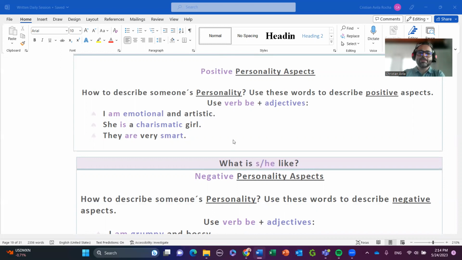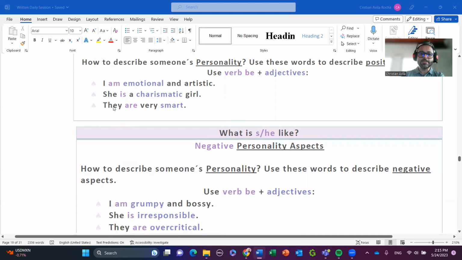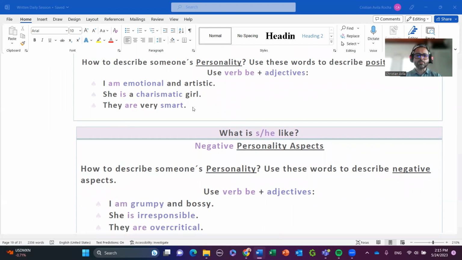But well, this is how you can use descriptive words to describe not only physical appearance, but also the personality of someone. She is charismatic. Sorry, she is a charismatic girl is sentence number 2. And then sentence number 3 is they are very smart. Okay, so we can say these are positive descriptive words to describe the personality of someone.